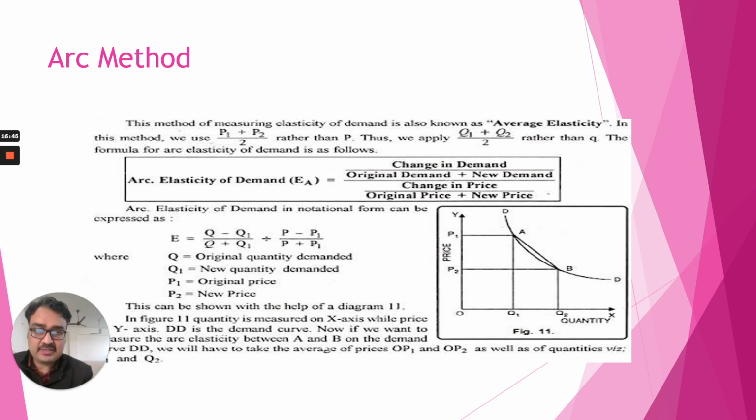Whenever there is a large change in quantity demanded of a commodity due to a change in price, we can use the arc method at an arc, and the formula is price elasticity of demand is equal to Q minus Q1 divided by Q plus Q1, whole divided by P minus P1 divided by P plus P1.